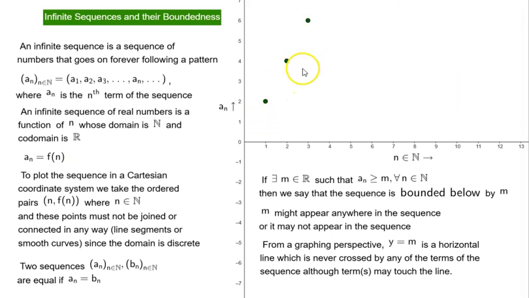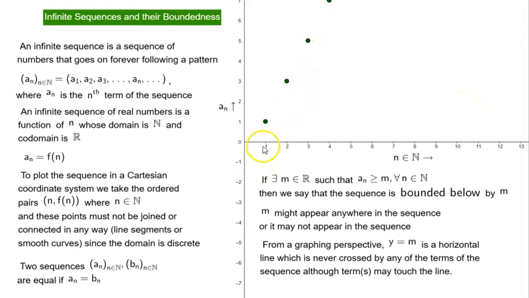What about this? What does this represent? First term is 2, second term is 4, third term is 6. So this represents a sub n is equal to 2n. That is, list of all the even numbers. So you have 2, 4, 6, and so on. Now here again, it is bounded below by 2, unbounded above.